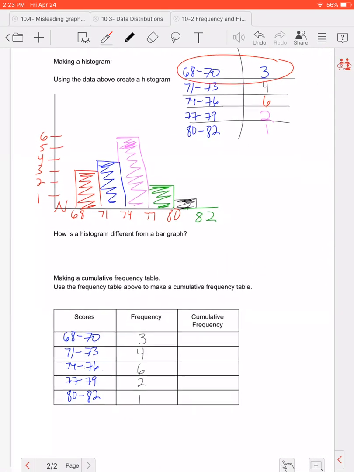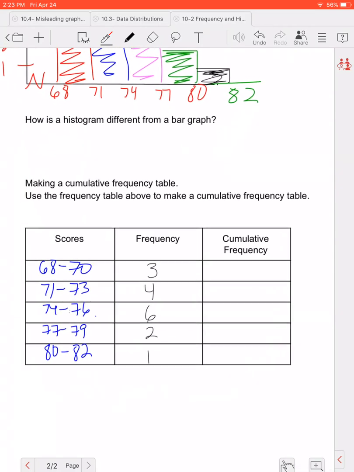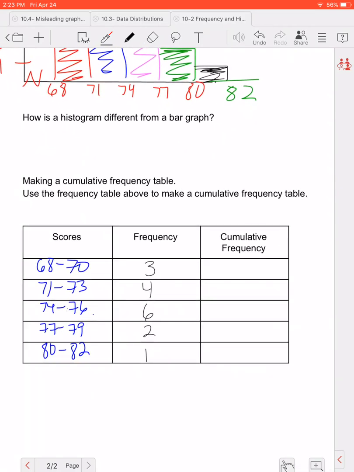Now, the next part is we're going to make a cumulative frequency table. So we use the same information as the last problem. So these were the golf scores and how many people we had. So a cumulative frequency is this first row is going to be the same. We have 3 numbers so far. The next one you're going to add 3 plus 4 to be 7 numbers. Okay? And then we go over. And then 7 plus 6 is 13 numbers. And then 13 plus 2 is 15 numbers. And then 15 plus 1 is 16 numbers.